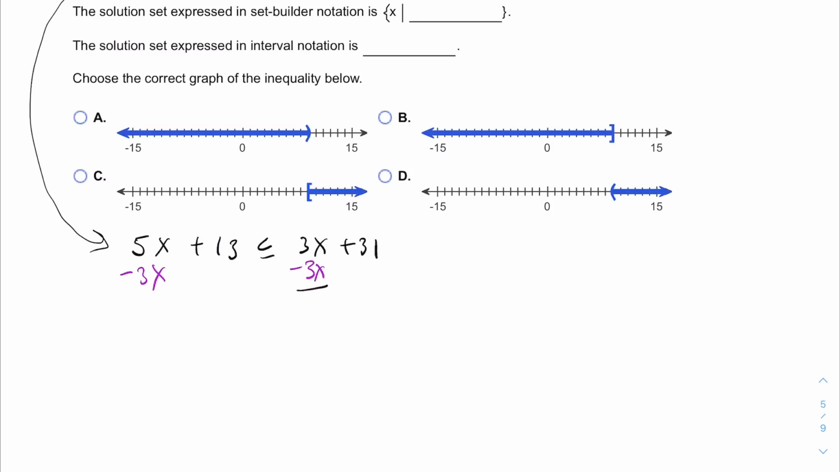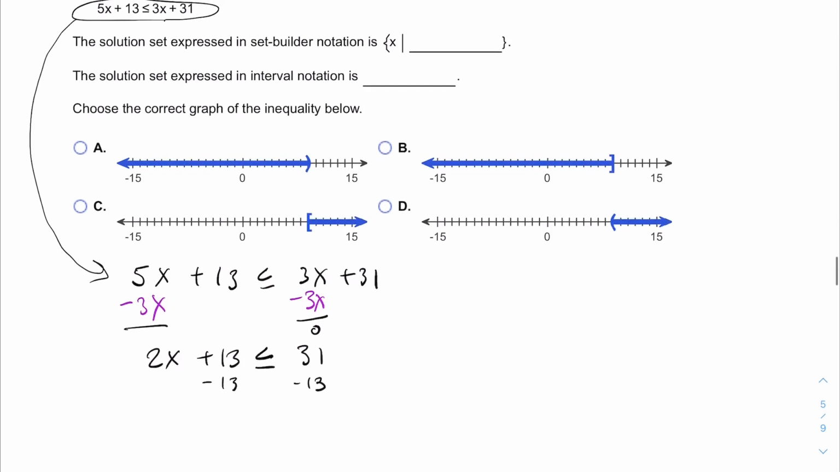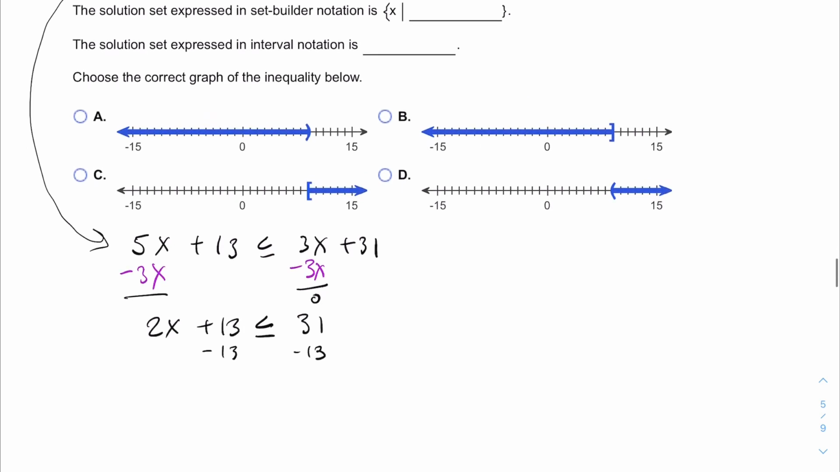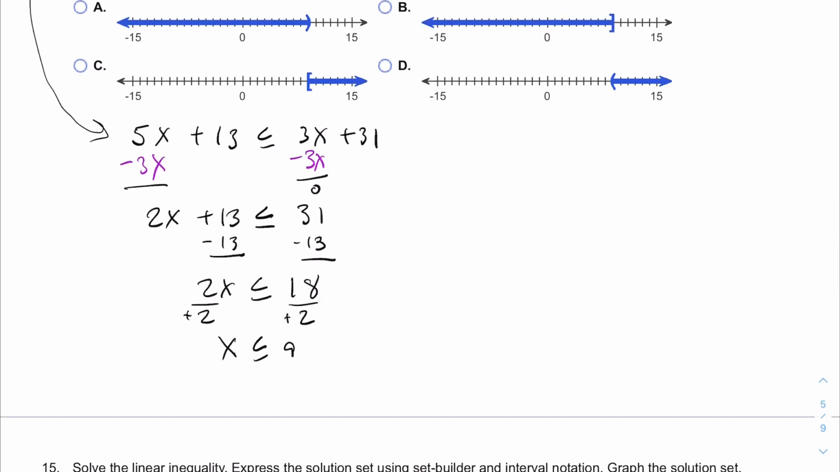So that becomes 0. 5x minus 3x is 2x plus 13 is less than or equal to 31. Of course, subtract 13 from both sides, and what is that, 18? So that zeroes out. We've got 2x is less than or equal to 18. Divide by 2. And x, do we reverse the symbol? No, we're dividing by a positive, which is no problem at all. And this gives us x is less than or equal to 9.